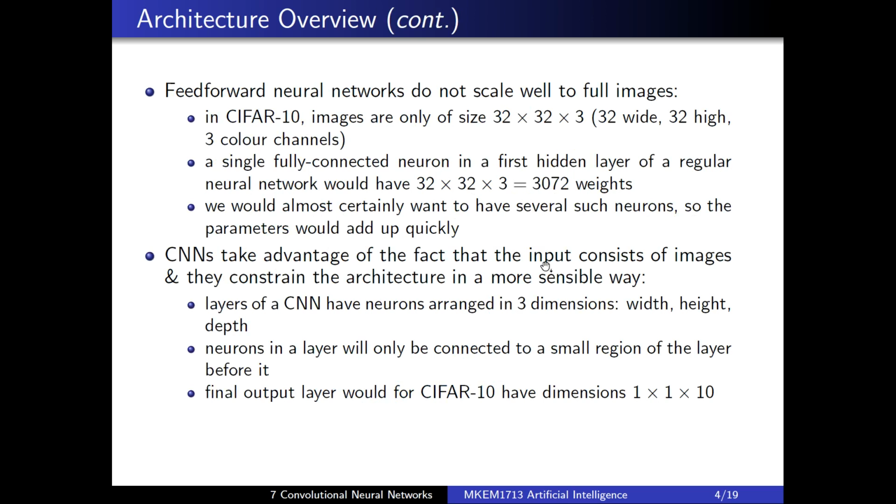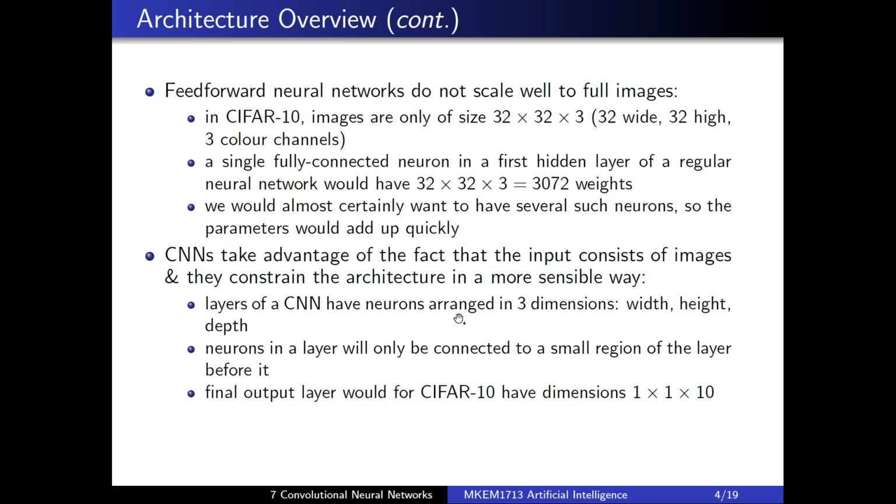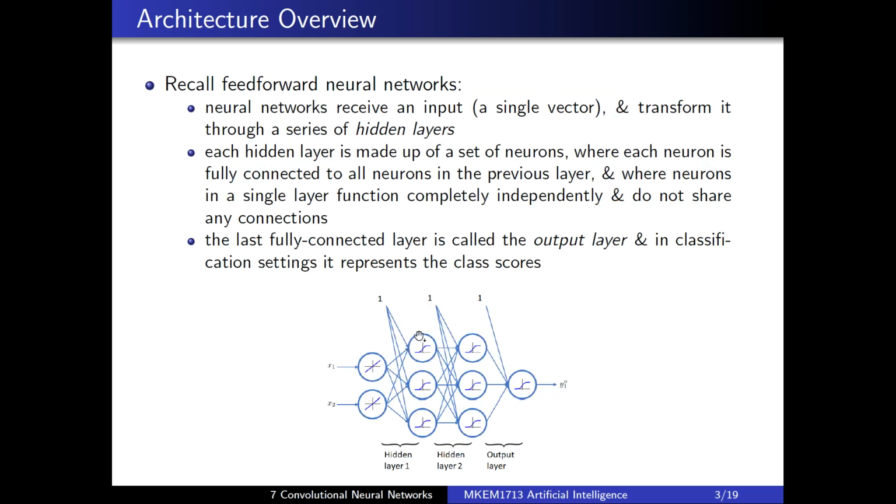So CNNs take advantage of the fact that the input consists of images and they constrain the architecture in a more sensible way, where layers of a CNN have neurons arranged in three dimensions: width, height, and depth. In feed-forward neural networks, the neurons are only one-dimensional in a single line. As we will see shortly, in CNN, the neurons in every layer would be three-dimensional. Neurons in a layer will be only connected to a small region of the layer before it, whereas in feed-forward neural networks, as we saw, each neuron in a layer will be connected to every neuron in the previous layer. For example, this neuron is connected to this neuron, and this neuron. So in convolutional neural networks, we will see shortly that each neuron will be connected to a small number of neurons in the preceding layer.